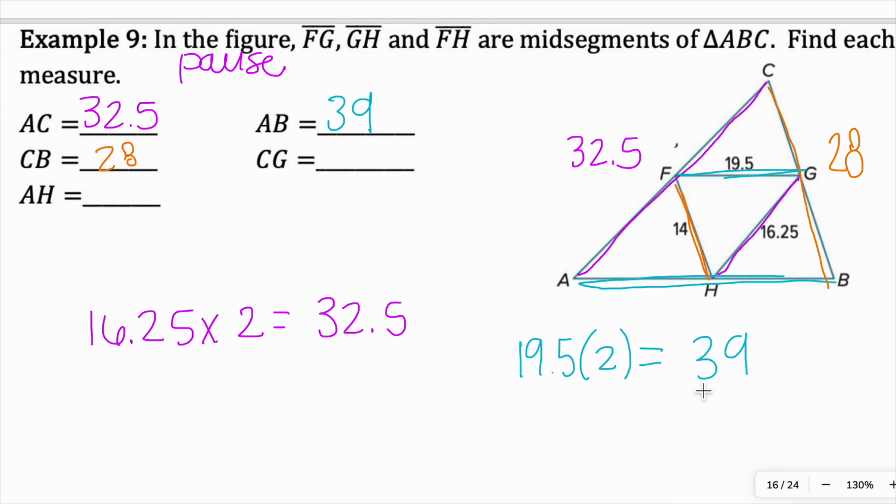The rest of these, we're just essentially cutting things in half. So CG is half of that. That's going to be 14. And then AH is half of 39, which is 19.5.